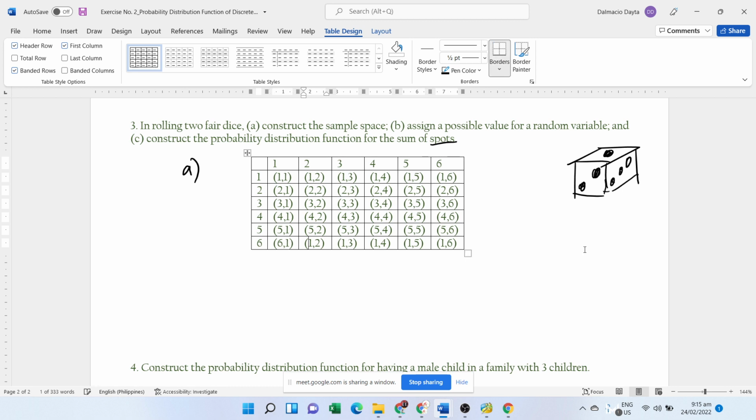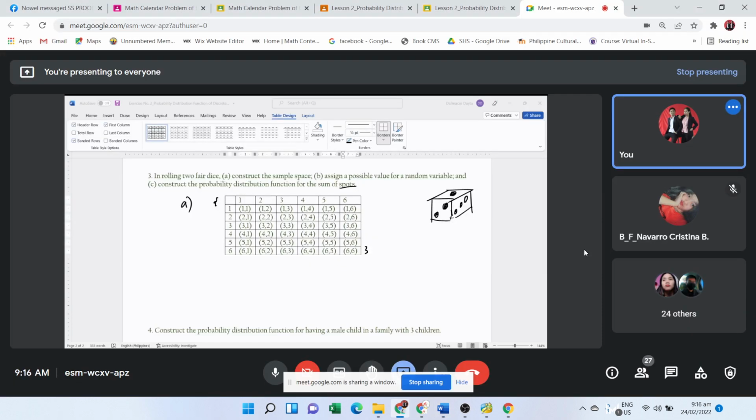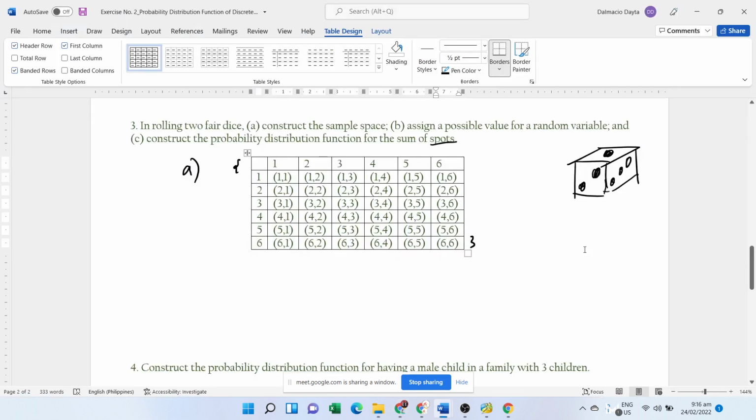So, I just hope everybody was able to do this. So, this is the answer to letter A, no? The sample space. You can write this nang nakaganon, no? Yung isa-isa, no? Tinable ko lang para madali isulat. Pag sample space, it must be written as a set. The curly bracket open and close. Okay? Next, letter B.